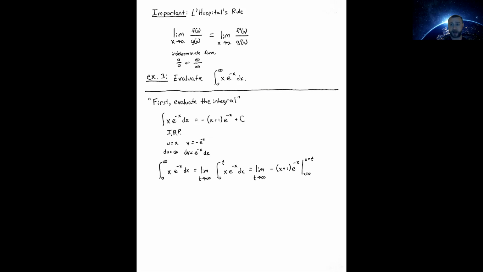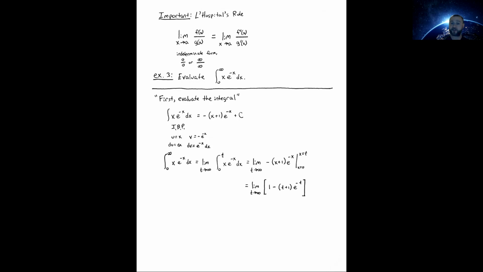That negative that we have out front there is going to be a little bit tricky, so just be careful with subtracting a negative. And if you're careful of that, you should find you get at the end here, just plugging in your limits, it should evaluate to 1, and then minus the quantity t plus 1 times e to the negative t.